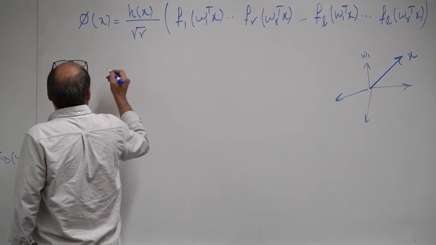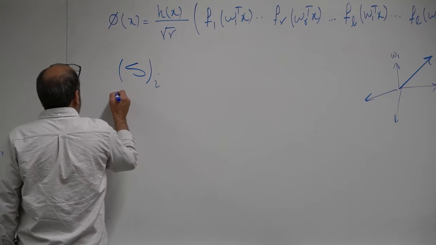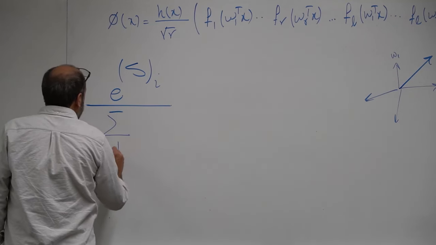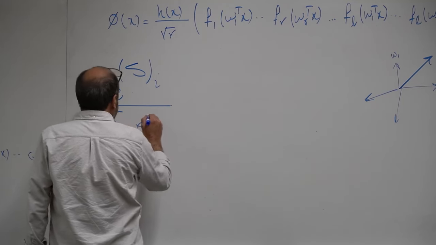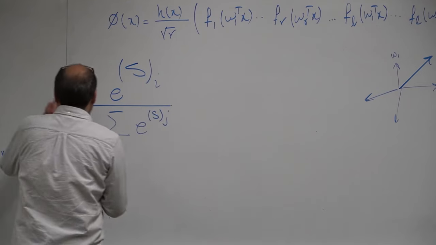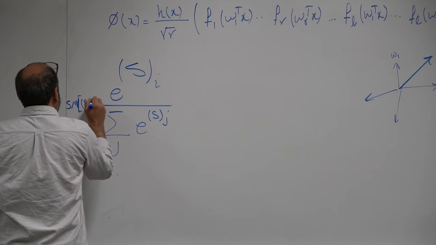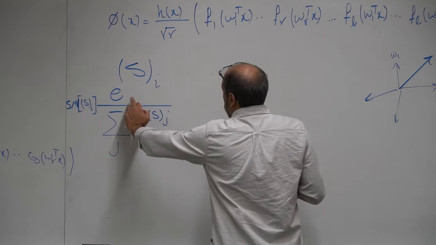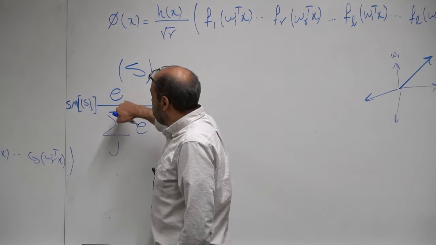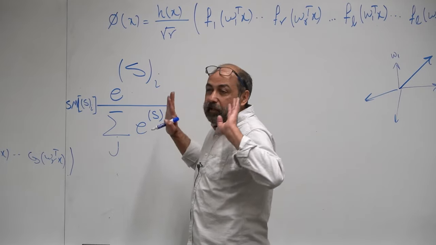What was softmax? Say, for example, S is a matrix, and if I want to compute softmax, it's going to be e to the power of s_j divided by the sum over j of e to the power of s_j. So this is the softmax of s_i, right? One operation that I need is the exponent. If I want to approximate softmax, I need e to the power of, and then I need to normalize it.